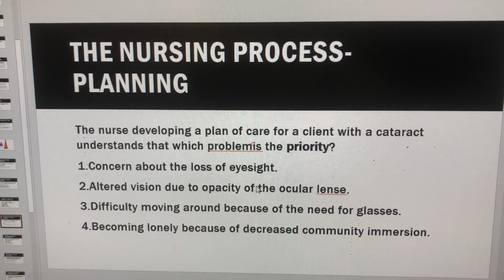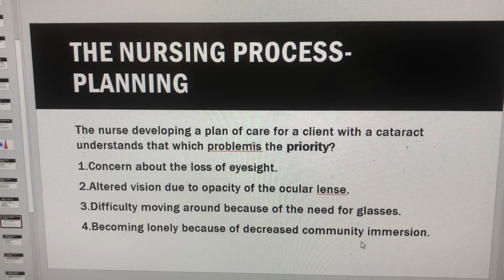Next is planning. The nurse developing a plan of care for a client with a cataract understands that which problem is the priority. 1. Concern about the loss of eyesight. 2. Altered vision due to opacity of the ocular lens. 3. Difficulty moving around because of the need for glasses. 4. Becoming lonely because of decreased community immersion.